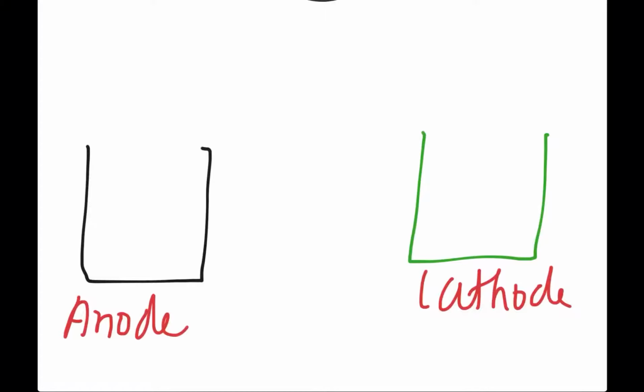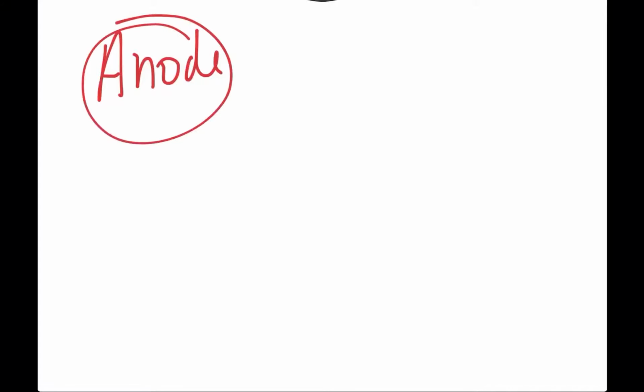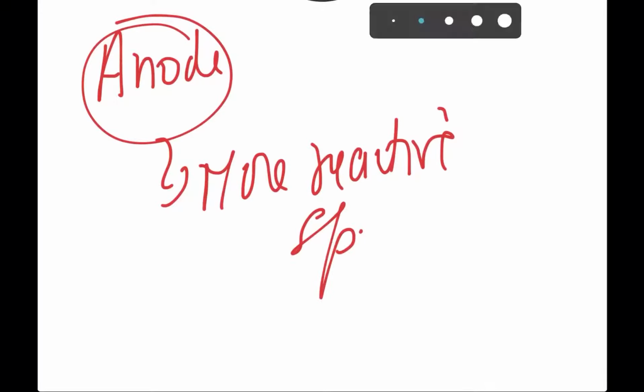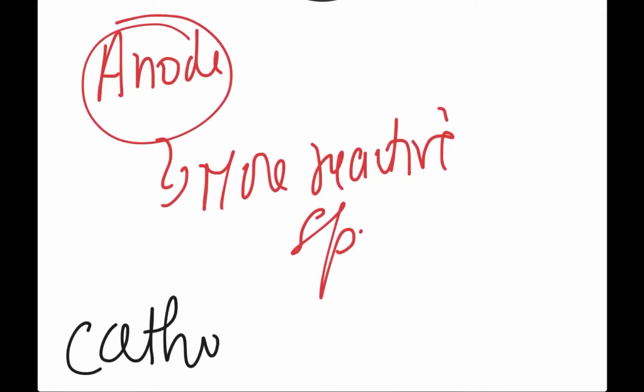In the anode, what I have is a metal which will lose electrons, and in the cathode I have a metal which is able to gain electrons. Now, simply saying in simpler terms, just listen to this for a minute. In the anode, I have a more reactive species, and in the cathode, I have a less reactive species.